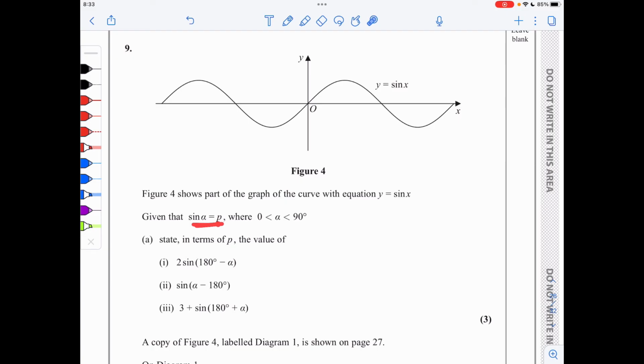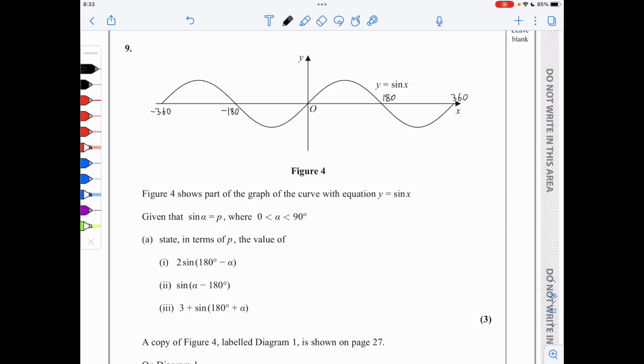In question 9, we are given the graph of sine x, and we are told that sine of alpha is p for alpha between 0 and 90. We need to state in terms of p the values of these expressions. I will start by adding the cuts on the x-axis. We are at 180, 360, minus 180, minus 360.